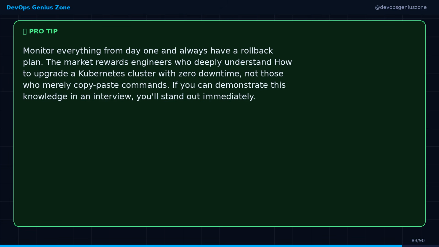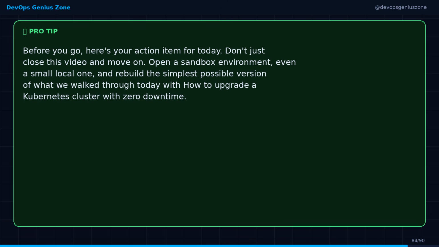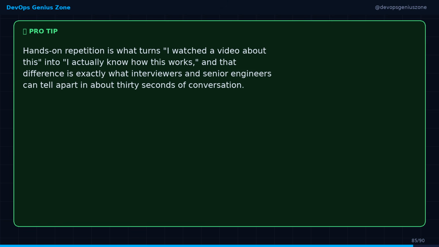Some of the best solutions I've ever found for upgrading Kubernetes clusters with zero downtime came from a comment on a community forum, not from official documentation. To summarize, knowing how to upgrade a Kubernetes cluster with zero downtime is critical in the 2025 US DevOps job market. Start right by understanding requirements before touching configuration and version control everything. Follow best practices around least privilege, small changes, automation, and documentation. Monitor everything from day one and always have a rollback plan. The market rewards engineers who deeply understand this, not those who merely copy-paste commands. If you can demonstrate this knowledge in an interview, you'll stand out immediately.